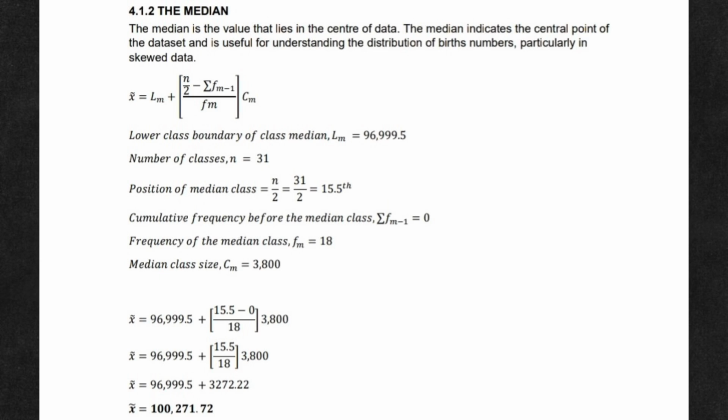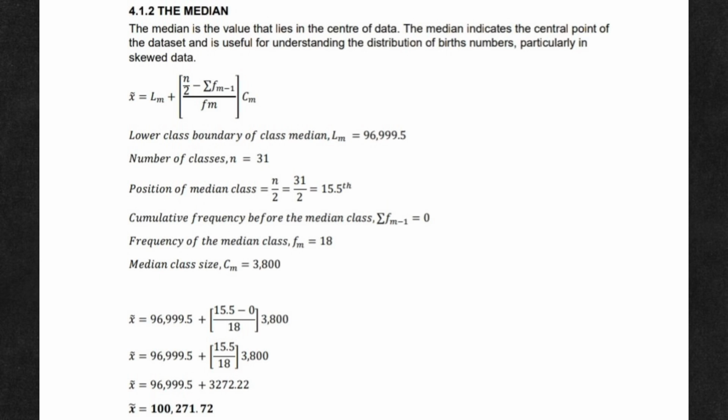For 4.1.2, the median. The median is the value that lies in the center of the data. The median indicates the central point of the dataset and is useful for understanding the distribution of birth numbers, particularly in skewed data. The formula is as follows. After calculating, we found that the lower class boundary of the median class is 96,999.5. The number of data is 31. The position of the median class is 15.5.